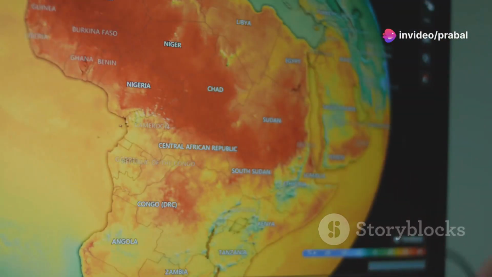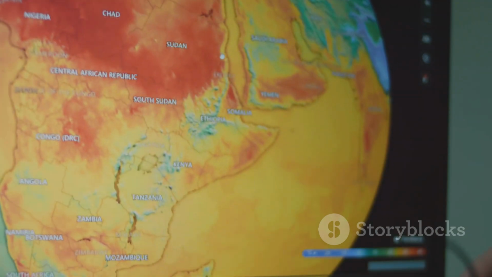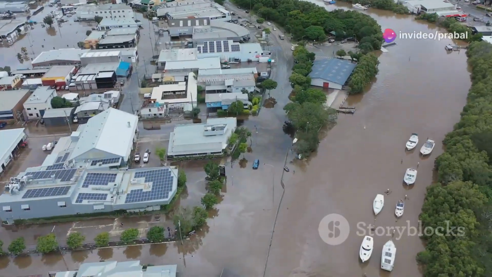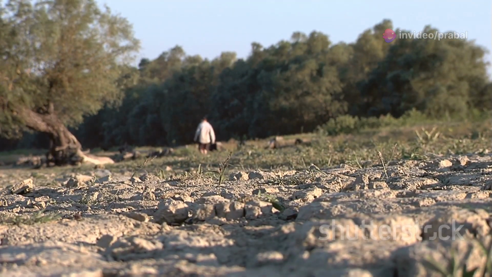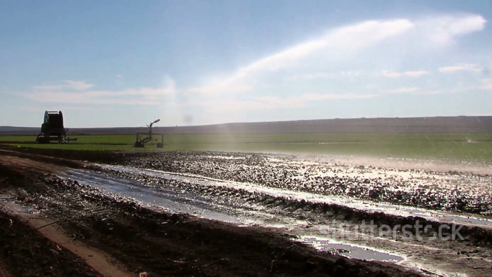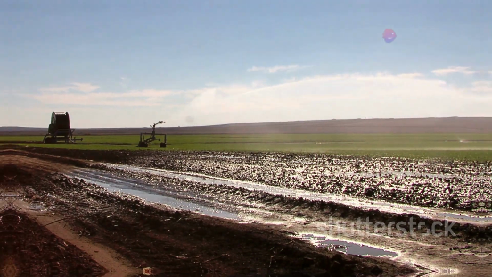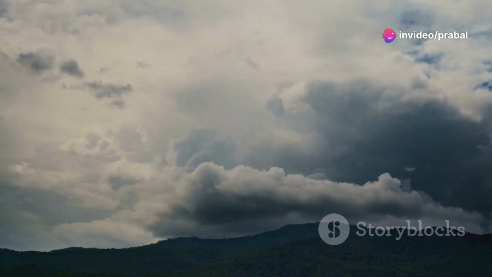The latest reports from the Intergovernmental Panel on Climate Change, IPCC, suggest that wet regions are becoming wetter, while dry regions are becoming drier. This is already affecting communities worldwide, from increasing flooding in coastal cities to more frequent droughts in agricultural regions. Understanding these shifts is crucial for future water resource management, agriculture, and disaster preparedness. It's not just about more or less rain, it's about where, when, and how that precipitation occurs.